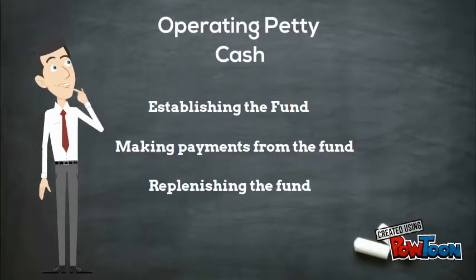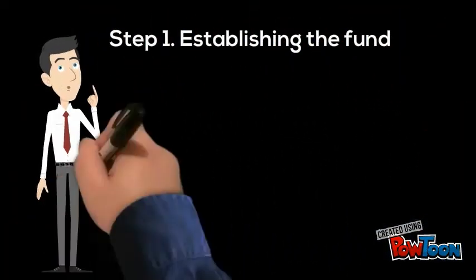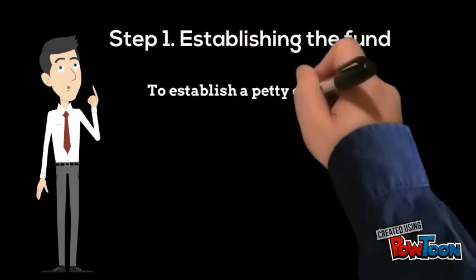Petty cash operations involve three activities: establishing the fund, making payments from the fund, and replenishing the fund. Let's get started with step 1, establishing the fund.